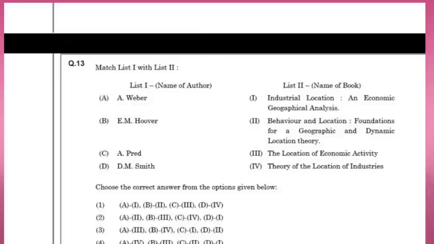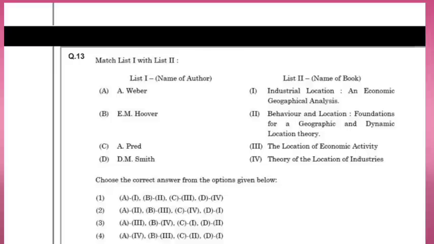Weaver, and B, A. M. Hoover, who wrote The Location of Economic Activity, and C, A. Pratt, who wrote Behavior and Location, the foundation for the geographic and dynamic location theory, and D is D. M. Smith, Industry Location and Economic Geographical Analysis. The correct answer is 4.